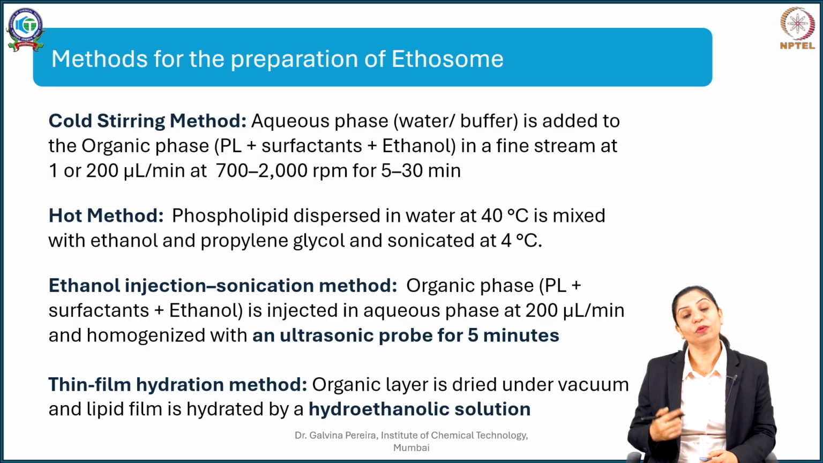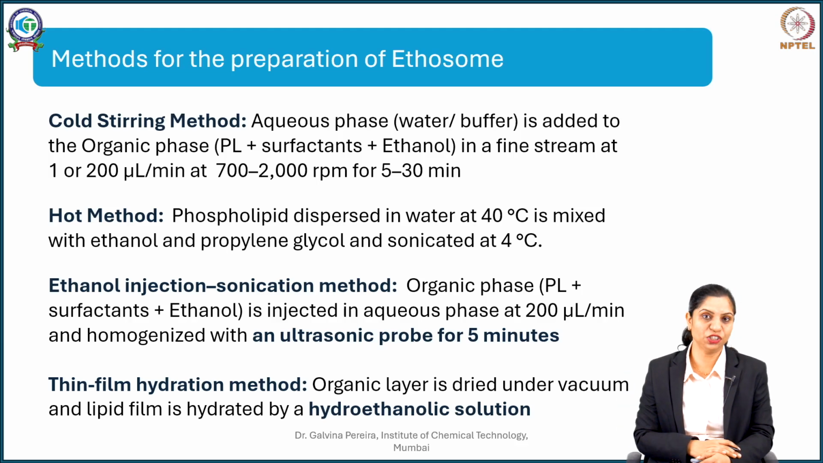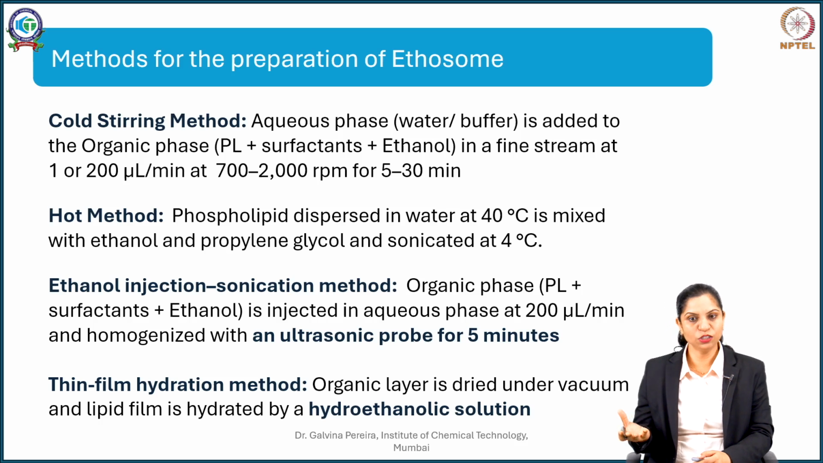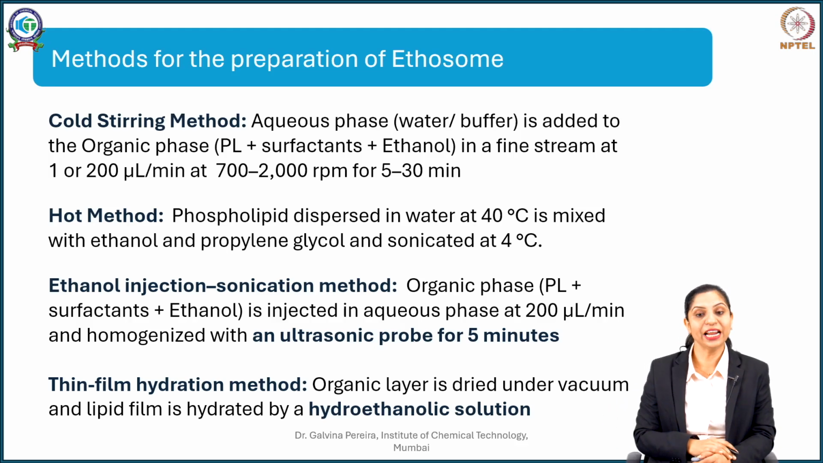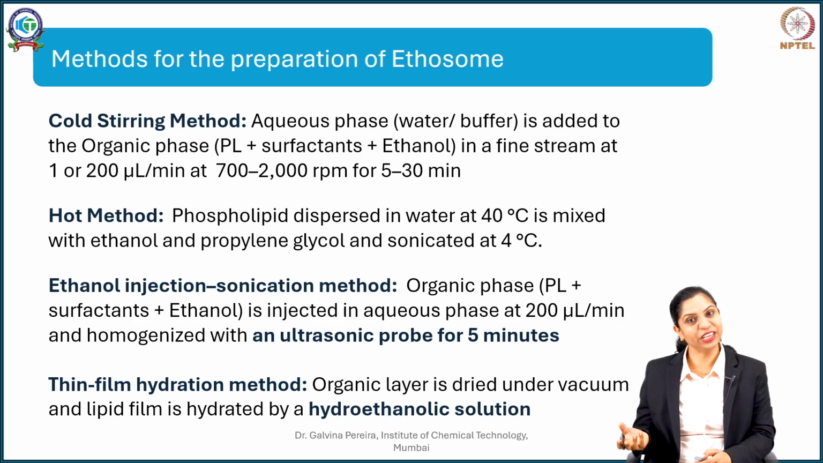You can also resort to a method of preparation of liposomes, if you recollect, the thin film hydration method, where you take your organic phase which is made up of your phospholipids, surfactants, sterols and other lipophilic moieties, kept in organic solvent and then evaporated, and later on an aqueous solution is added. Here, instead of aqueous solution, you add a hydroalcoholic solution to reconstitute the liposomes and you get your ethosomes. There are different other methods which are also there, which include the pH gradient method.